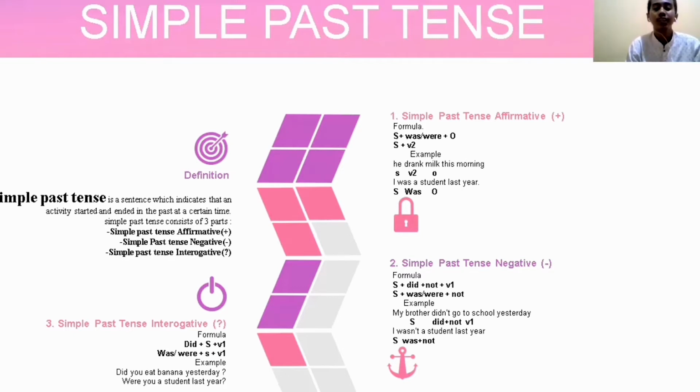The next formula, was or were plus subject plus object. Example, were you a student last year? If you want to make a question sentence, you put were first and then you follow with the subject. Okay, that's all my explanation about simple past tense.